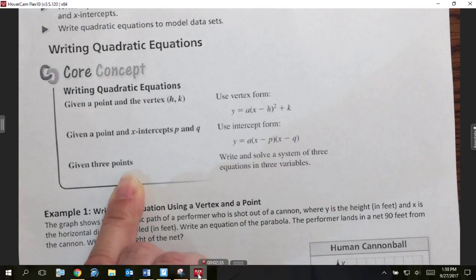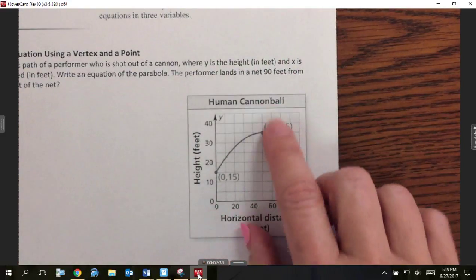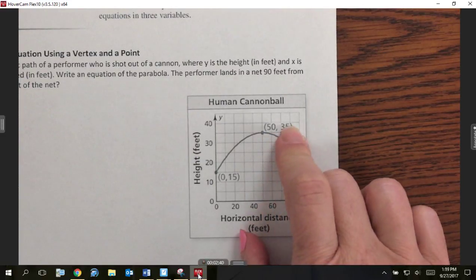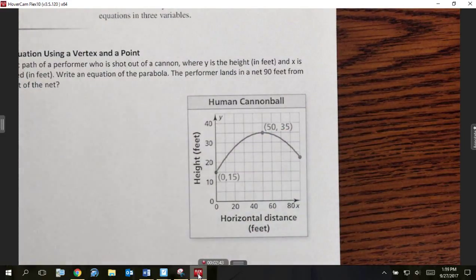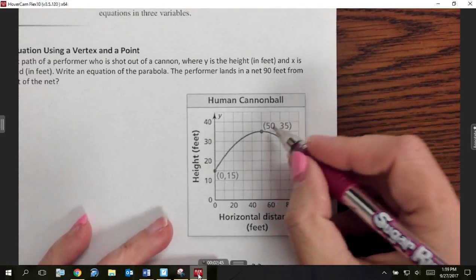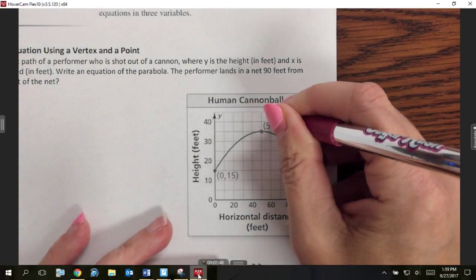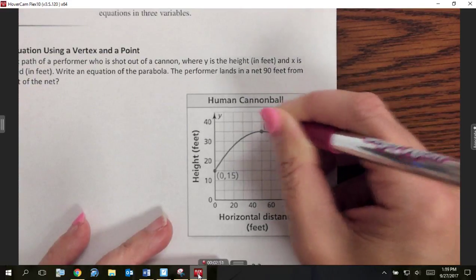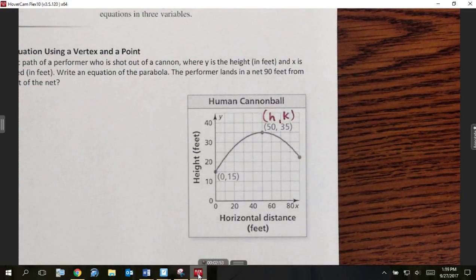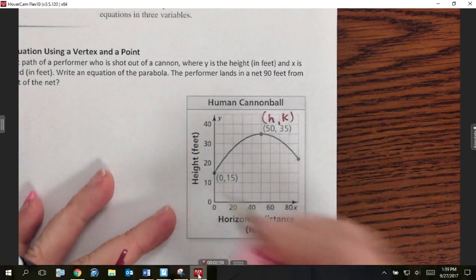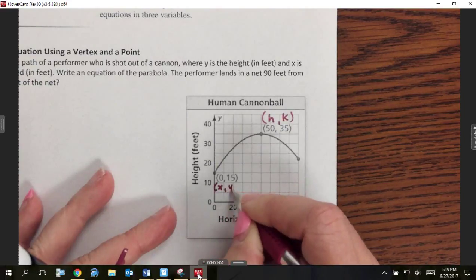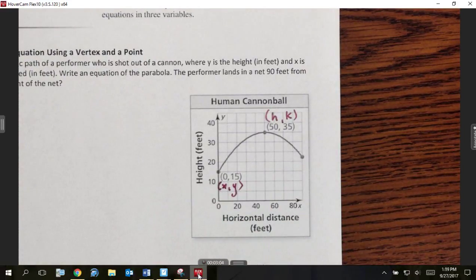The vertex is given to us, isn't it? The vertex is that point 50, 35. So what I want you to do right now is take your pen or pencil and above 50 and 35, write h, k, because that's our vertex, h, k. And then right below the y-intercept 0, 15, let's call that just a point, x, y. Since we have the vertex and just another point, which form should we use?